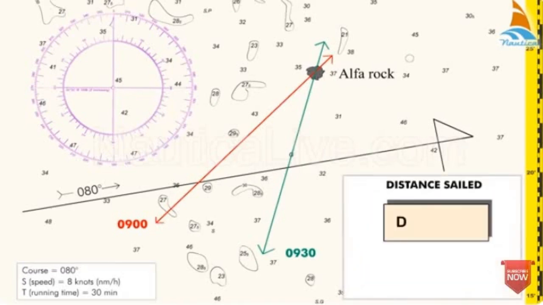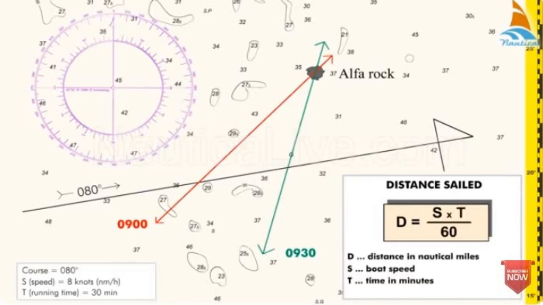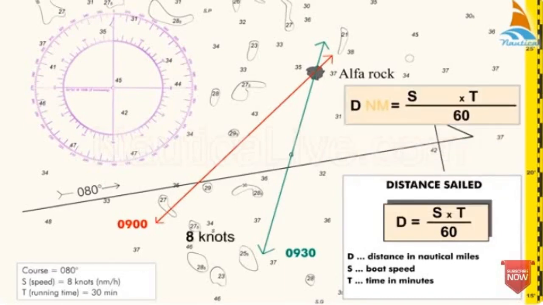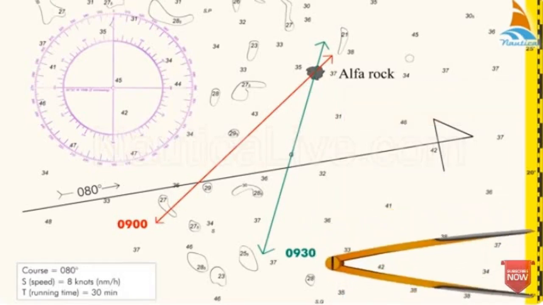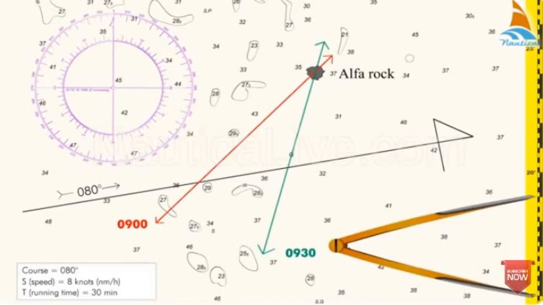For that we use the formula d is equal to s times t divided by 60, where d is the distance in nautical miles, s is the boat speed, and t is the time in minutes. In our case, 8 knots times 30 minutes divided by 60 equals 4 nautical miles. Using the dividers, we span a distance of 4 miles on the latitude scale, which is closest to the course line and which runs along the sides of the chart.